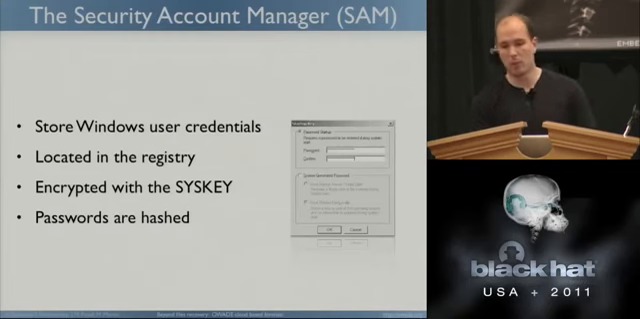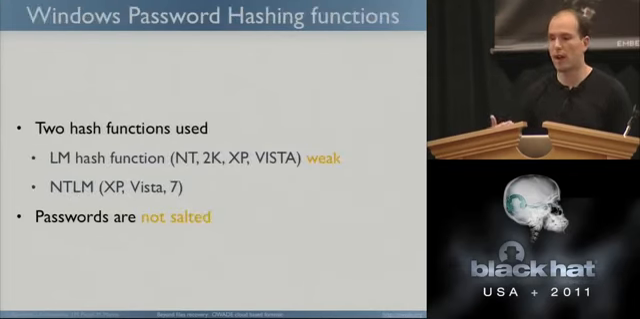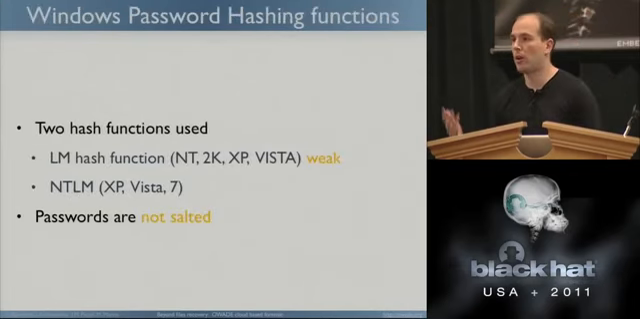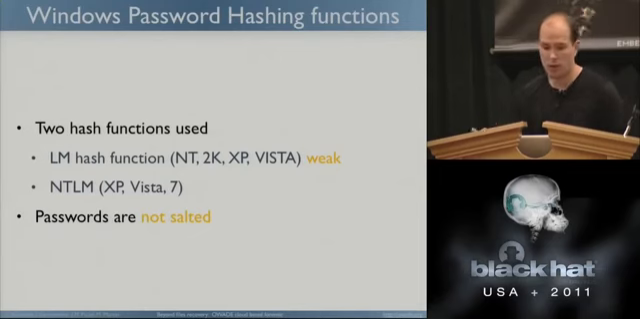In practice, Windows uses two kinds of hash functions. The first one is called the LanMan or LM hash function, which was introduced in NT and is actually considered a weak hash function. I'm going to be discussing this in the next slide. And starting with XP, they have the NTLM, which became the default function for Windows 7. NTLM and LM hashes are only disabled by default starting with Windows 7, which means that we can exploit the weakness in LM hashes up to Vista.